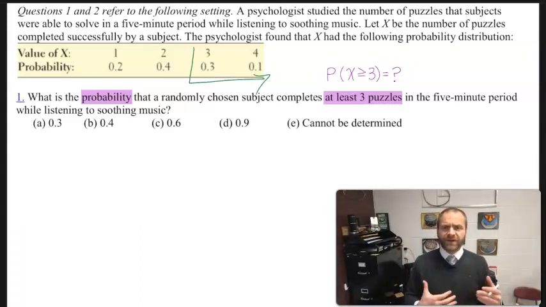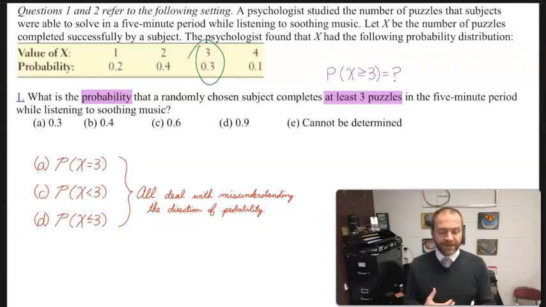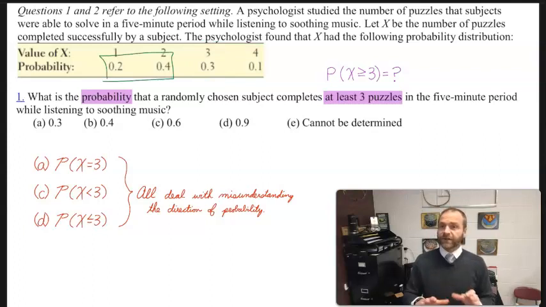So let me also talk about why some of the other ones are not the answers. If you look, A says 0.3. That's the probability of X being just equal to 3. So that's somebody not understanding the direction of the probability. Even choice C of 0.6, that's the probability of being less than 3, not including 3, just less than 3. Again, misunderstanding the direction of the probability.